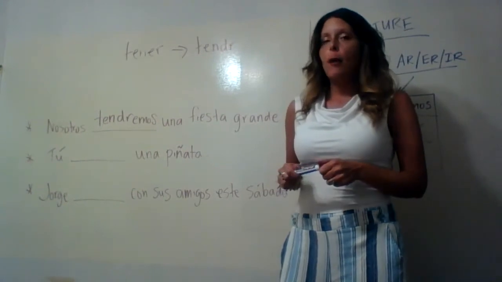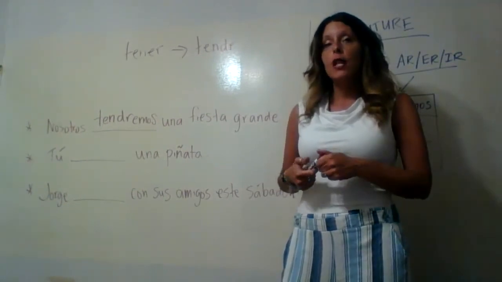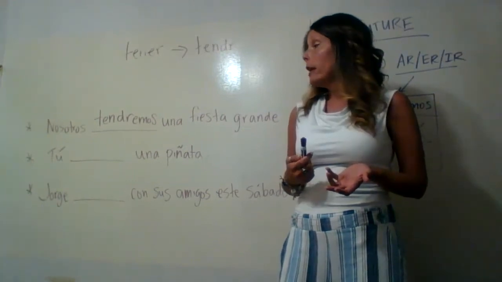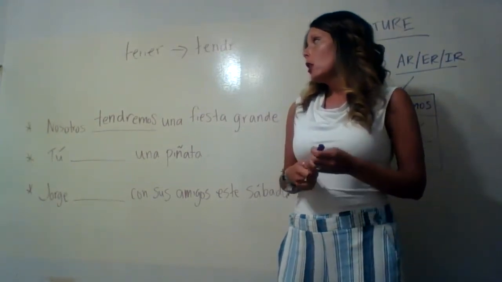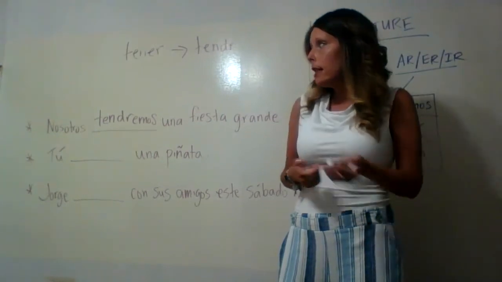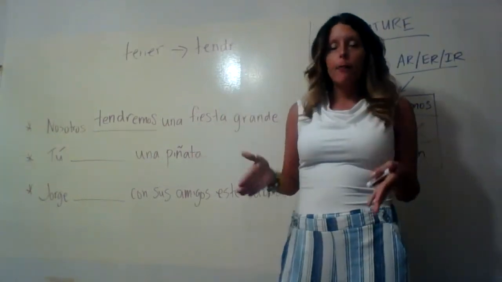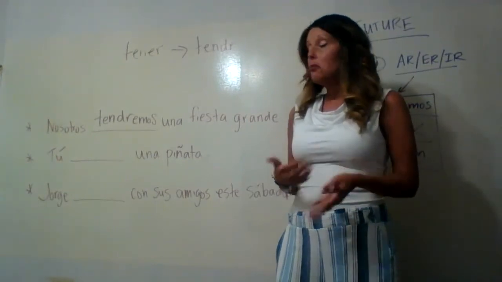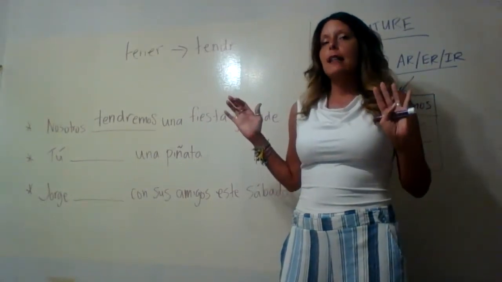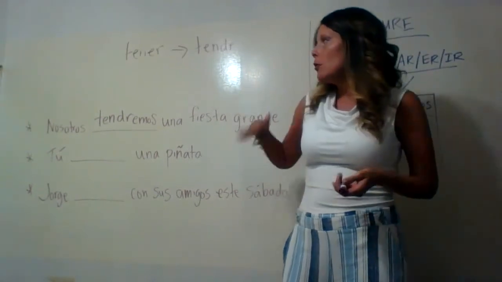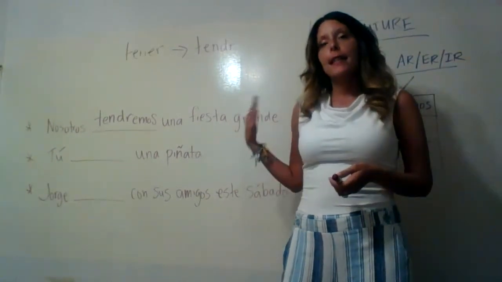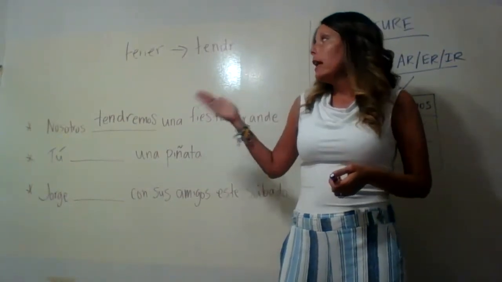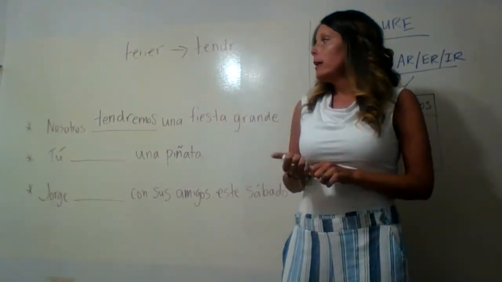Remember that we have the option of getting rid of the subject, nosotros, because it is not only implied but obvious by the conjugation of the verb. If we wanted to leave it, nosotros tendremos una fiesta grande, we could, but if we want to make the sentence shorter, we could get rid of nosotros, and the sentence would be, tendremos una fiesta grande. Tendremos una fiesta grande, again, would mean we will have a big party.